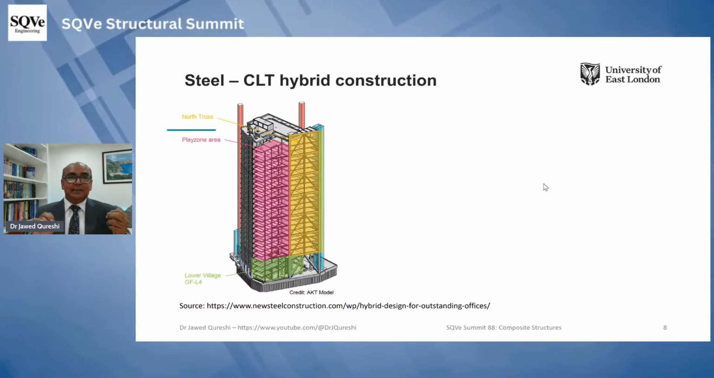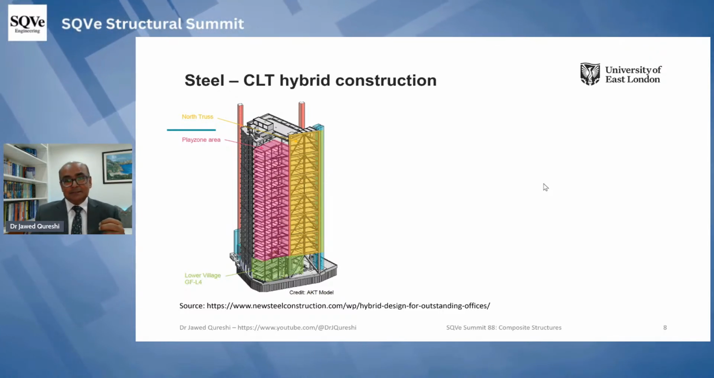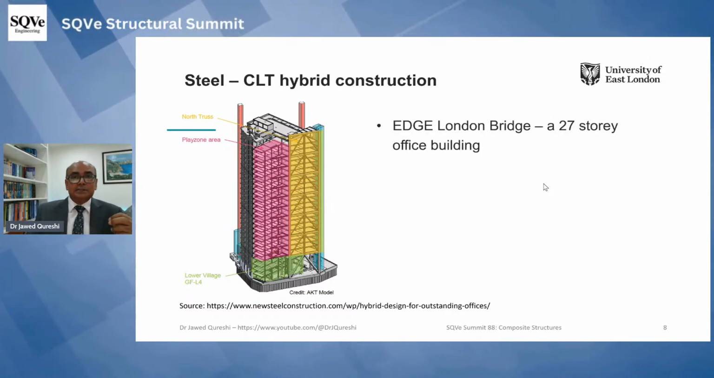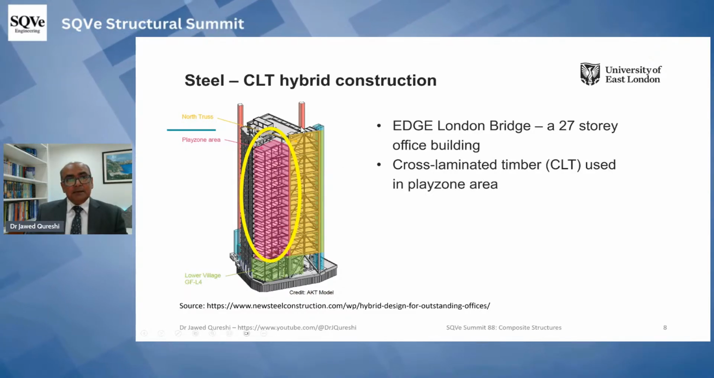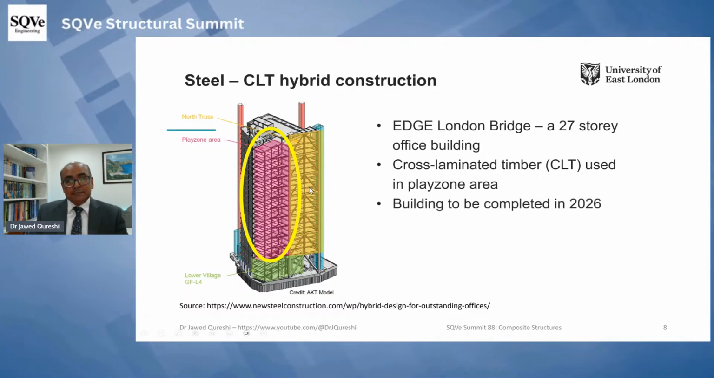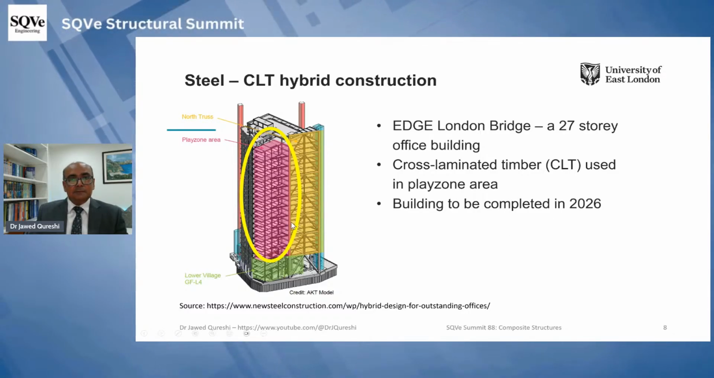Now, this system is really very interesting. This is steel CLT hybrid construction. CLT means cross-laminated timber. This structure is the Edge building near London Bridge in London. It's a 27-story office building. Here in this zone, a slab made up of cross-laminated timber is used on top of steel beams. This building is to be completed in 2026.